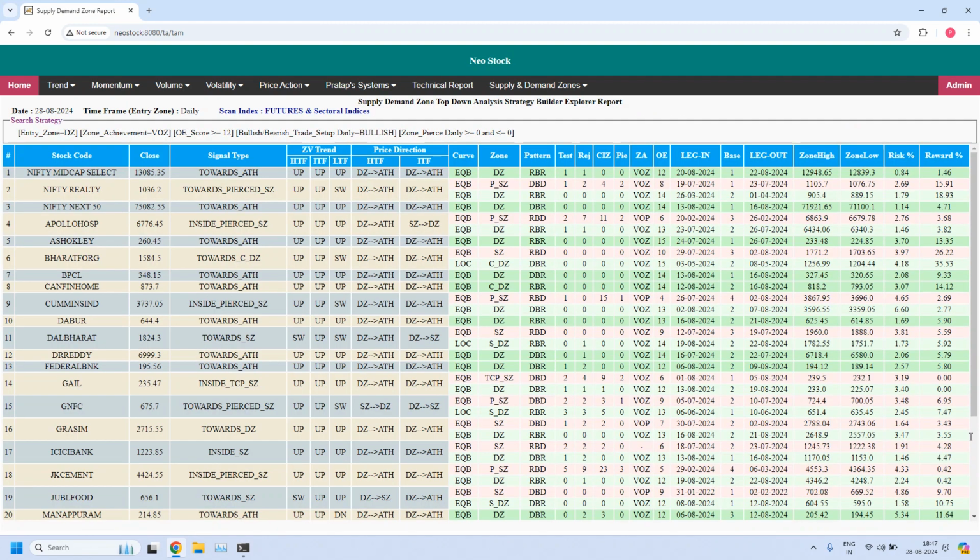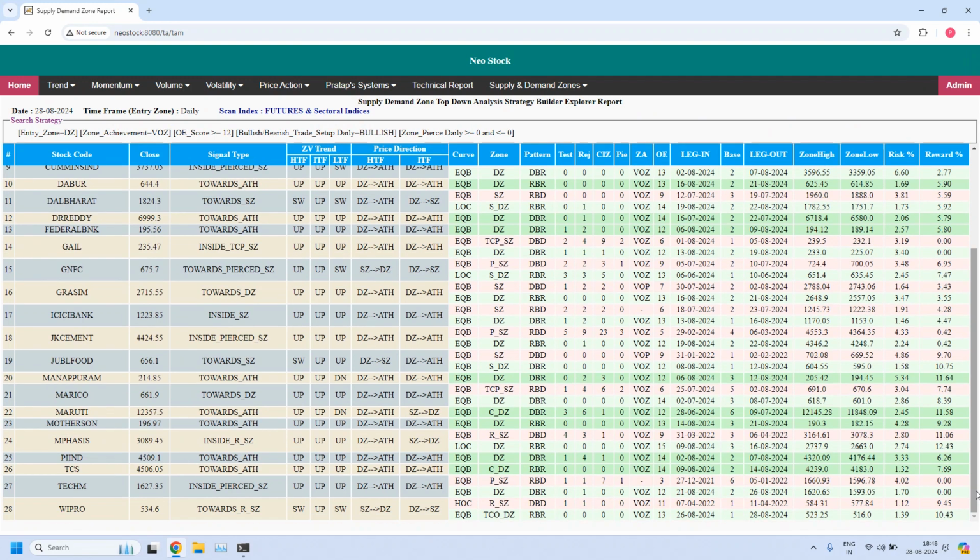And now I am filtering the stocks. So this is the filtered list. Nifty mid cap select is supporting bullish trade setup. Nifty Realty, Nifty next 50 is also supporting. Nifty mid cap select and the Nifty next 50 both are part of F&O list. Okay, let me scroll the list down. So total 28 stocks are filtered.